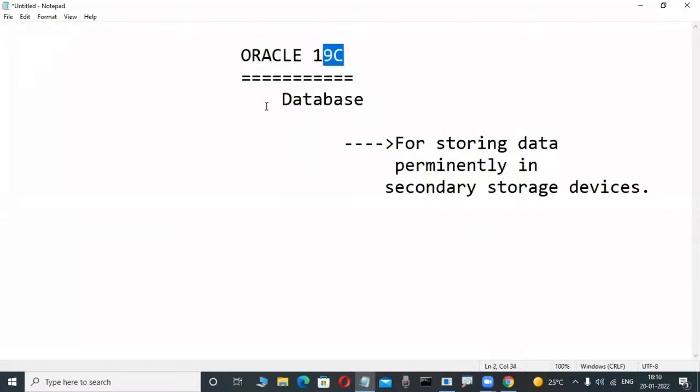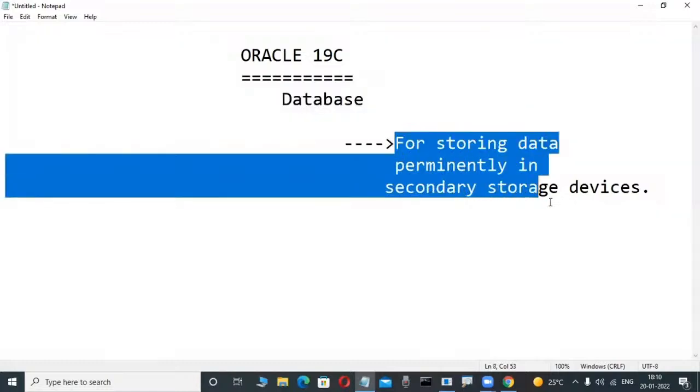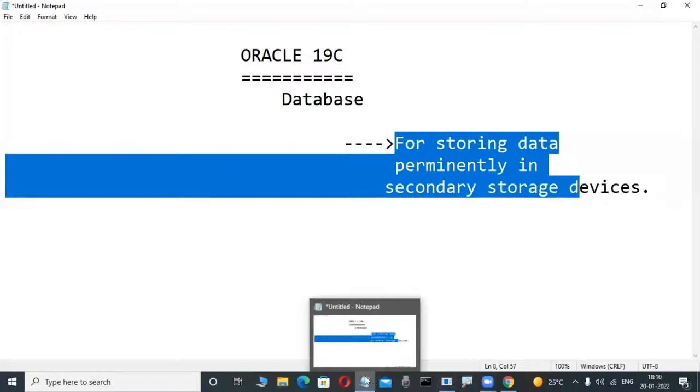That's why Oracle is a product from Oracle Corporation, with some version number. This is a database product, one of the popular databases. But what is its purpose? For storing data permanently in secondary storage devices. Now slowly observe. Actually, so many database applications are there worldwide. 90% of software applications depend on a database. Without a database, it is impossible to store the data.